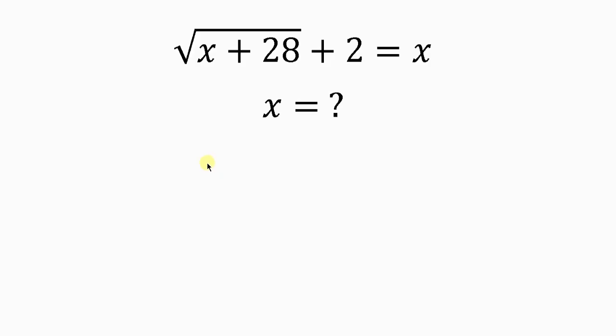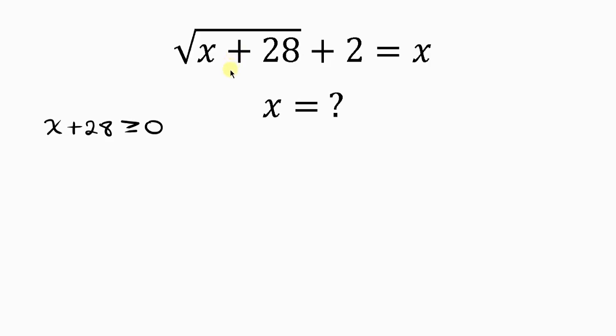We have a math question which says: find the value of x for which the square root of x plus 28, plus 2, is equal to x. We should know that this radical produces a real value. For that to be possible, x plus 28, which is inside the radical, must be bigger than or equal to 0. So let's keep that condition in mind.